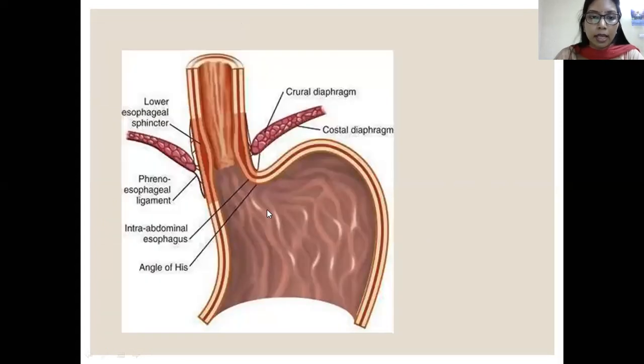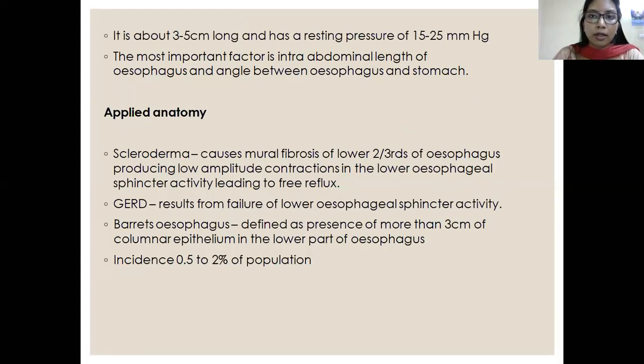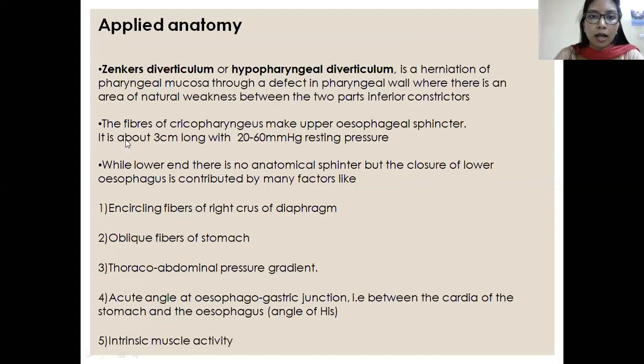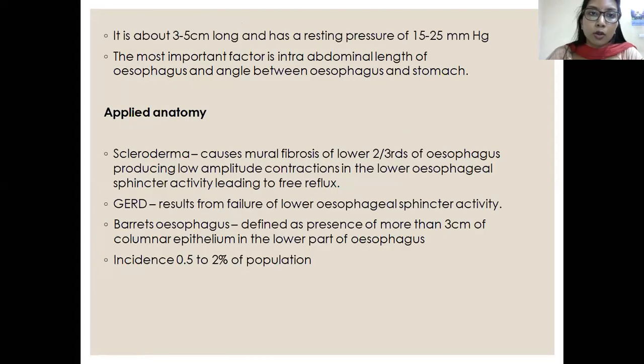So this is the same diagram again, which we have just seen. You have to know that the upper esophageal sphincter is about 3 centimeters long, and it usually has a resting pressure of 20 to 60 millimeters of mercury. Changes in these pressures cause dysphagia and certain conditions which we will talk about when we get to the pathologies. The lower esophageal sphincter is 3 to 5 centimeters long, and it has a resting pressure of 15 to 25 millimeters of mercury.